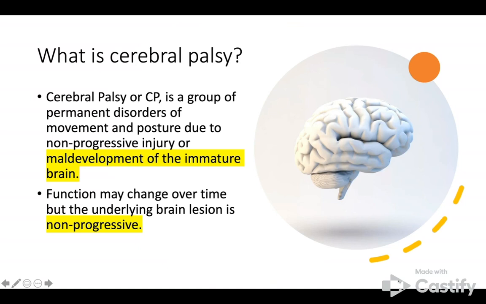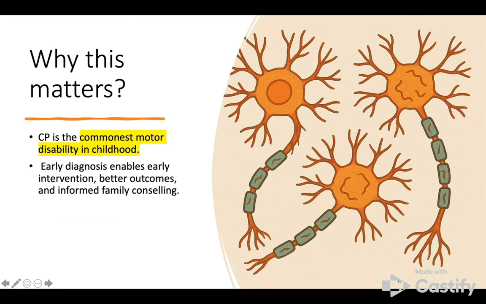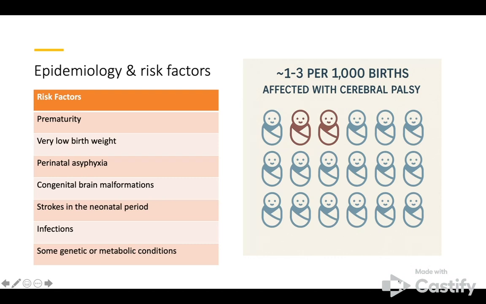In short, it's the maldevelopment of the immature brain. Interestingly, the lesions in the brain are not progressive, but their functions may change over time. Why is it very important? Because it's the most common motor disability in childhood. We want to diagnose it as soon as possible to intervene and have better outcomes. It appears in 1 to 3 per 1,000 births.